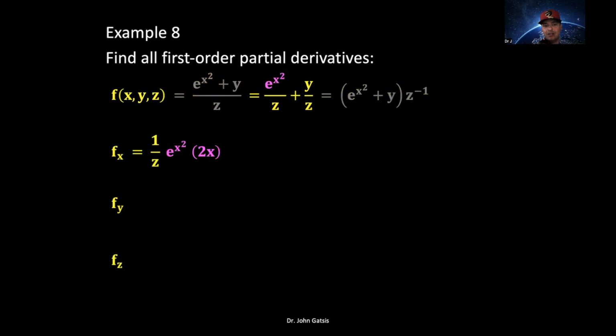F sub x, well, I've chosen the second version here because the second version has e to the x squared, and then 1 over z, which is constant. So you see the 1 over z out here is just a constant. So we can just put that aside and then use a chain rule for the exponential. The derivative of the exponent is 2x.